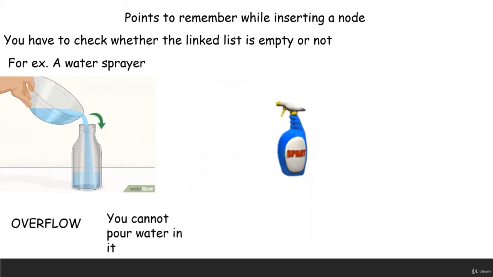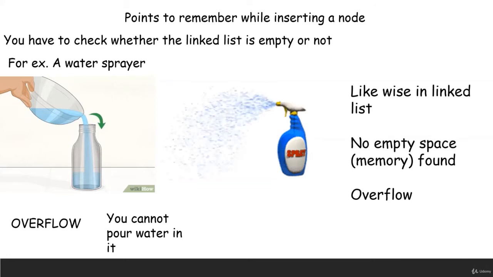And you can't pour water into it, right? So likewise in a linked list, if it is found that there is no empty space or memory so that we could insert a node into it, then overflow occurs if we still try to insert the node into it. That's why remember this point: first you have to check whether the linked list is empty or not.